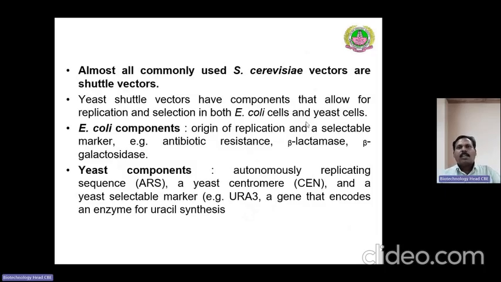And these yeast shuttle vectors contain two different components. One is a bacterial component, the E. coli component, which possesses the origin of replication from E. coli and a selectable marker gene, preferably an antibiotic marker gene, which will produce an enzyme capable of degrading beta-lactam containing antibiotics. The second component in the shuttle vector system is the yeast component. The yeast component encompasses the ARS region, that is the autonomously replicating sequence, a yeast centromere, and a yeast selectable marker, that's the URA3 gene that encodes the enzyme for uracil synthesis.